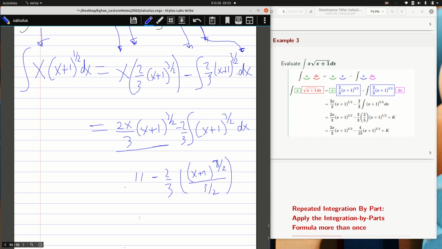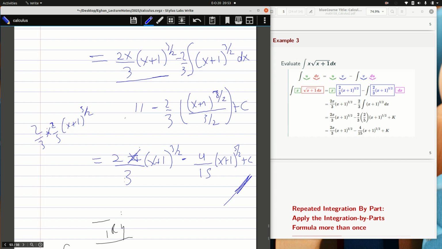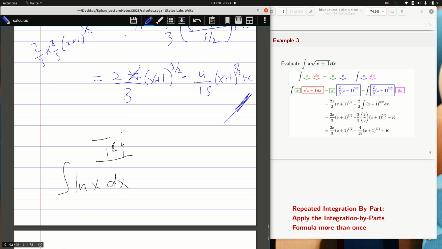Plus a constant c. So my final answer will be whatever I had here, which is 2x on 3, x plus 1 to the power 3 on 2, minus that will be 4 on 15. Why? Because I have 2 on 3 multiplying 2 on 5, x plus 1 to the power 5 on 2. Okay, so that's 4 over 15, x plus 1, 5 on 2, plus c, and there's the final answer. So you want to try it out, and then see what you're going to get.